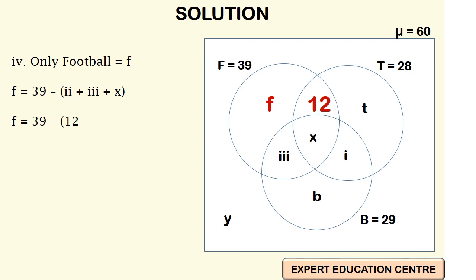we'll see that adding them up will produce 12 for II, 9 for III, 5 for X. The sum of this will be 26. Therefore, 39 minus 26 will give us 13.